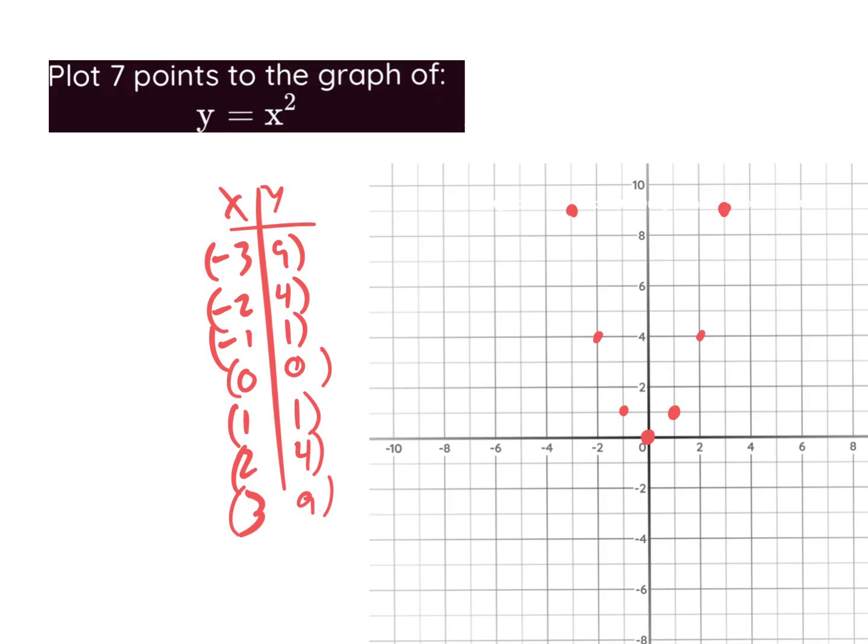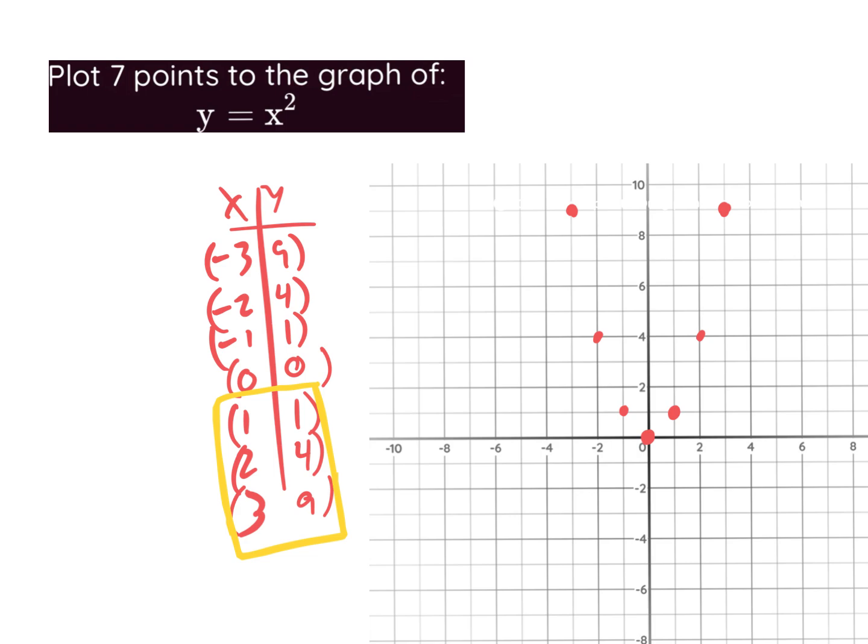Now, this is the original parent graph that we started with, and I asked you to memorize these coordinates as a pattern from your vertex. 1, 1, 2, 4, 3, 9. Or you could go in the other direction, 1, 1, 2, 4, 3, 9. You are going up because the A value is positive 1. If the A value would have been negative 1, you'd be going down, 1, 1, 2, 4, and you get the idea, it's opening down instead of up. But anyways, I just wanted to explain that on this parent graph question.